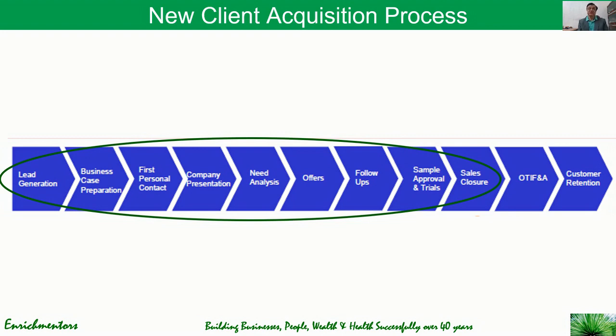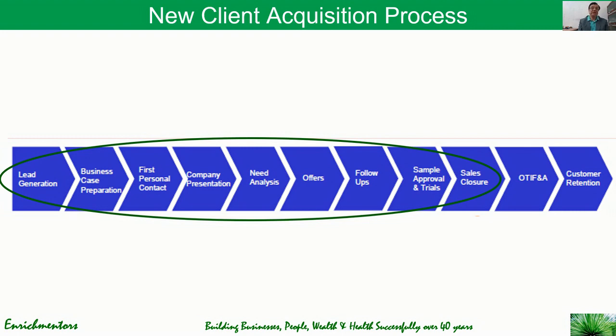Now, this is a generic process. The process could be modified depending on your product and services, or it could be shortened, but this is a generic process that you can use to build your own process for your own products and services. So let's get into each of the steps now.